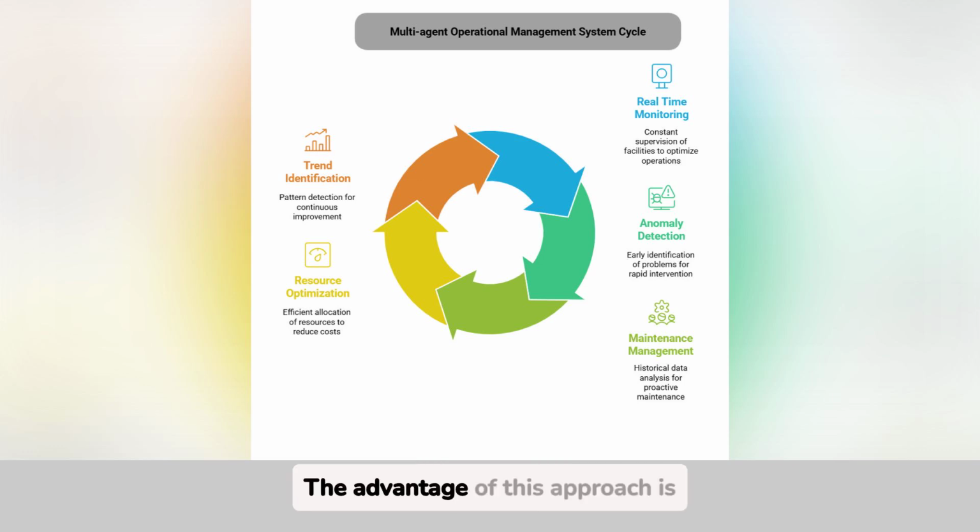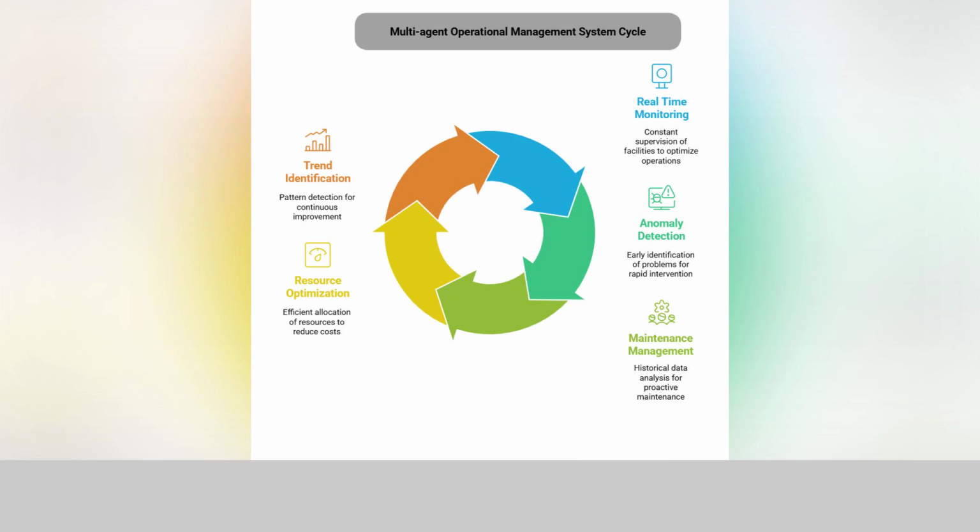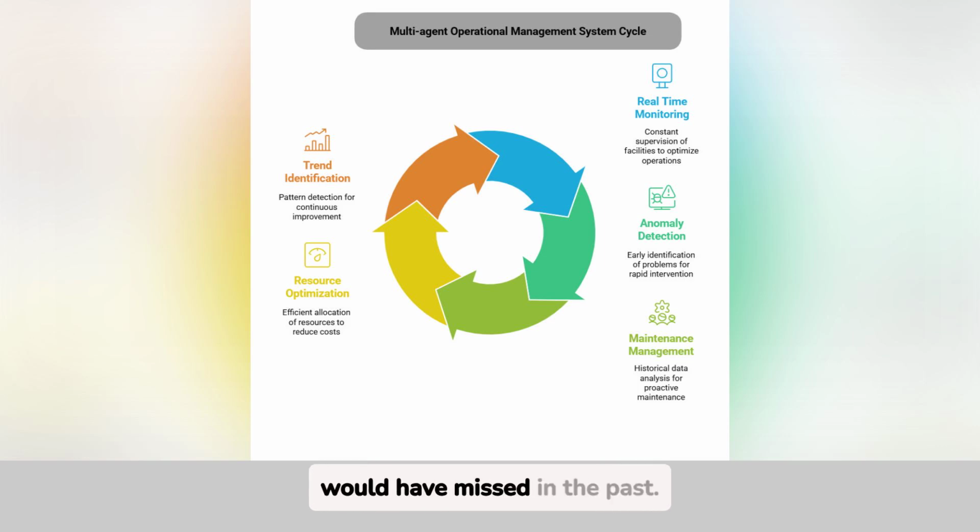Exactly. The advantage of this approach is that we not only react to problems, but we can anticipate them. By continuously analyzing historical and real-time data, the system can recommend adjustments to maintenance plans, resulting in greater operational efficiency and reduced repair costs. It also allows us to improve resource allocation, ensuring that each repair is performed at the right time and without wasting time and materials. I imagine that, with this level of detail, we can even spot trends that we would have missed in the past. Can you give me an example of how this would work in practice?